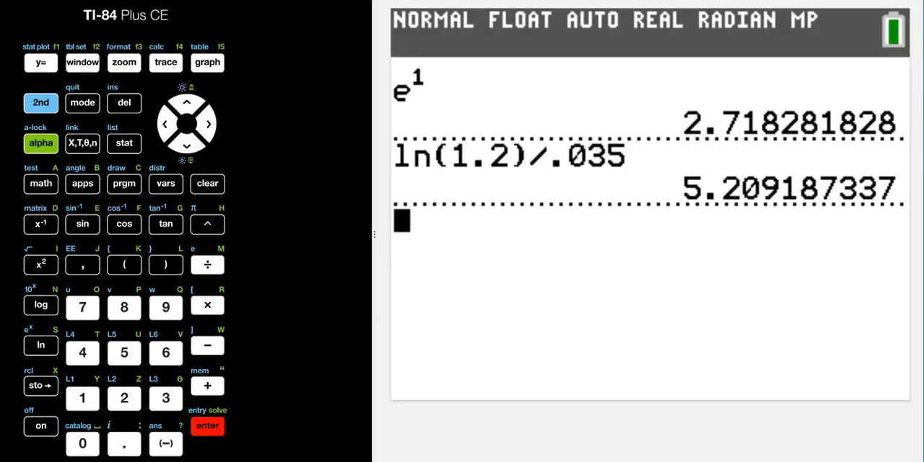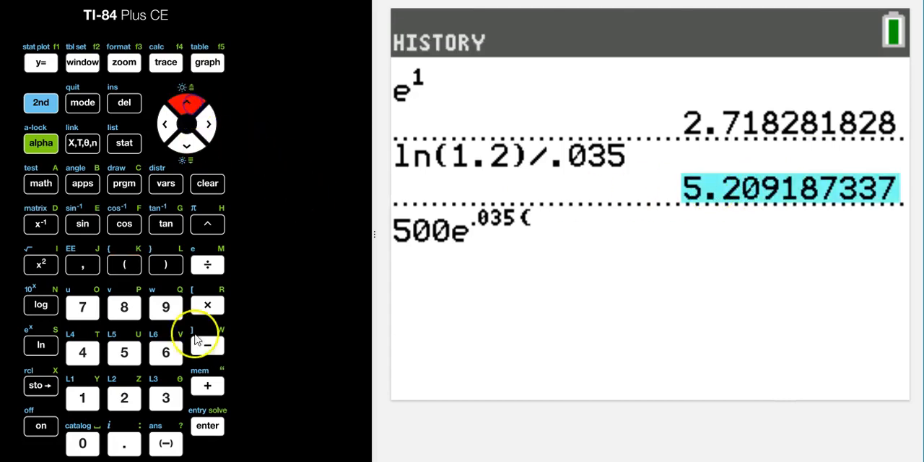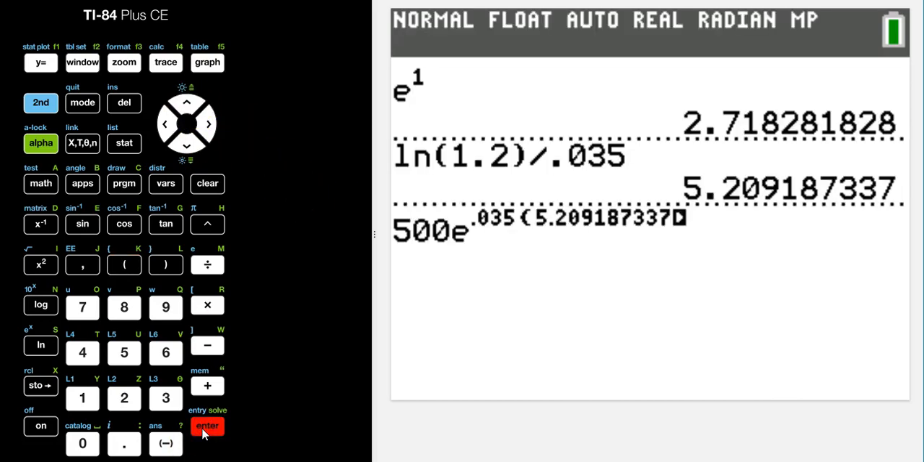Let's go to our calculator and check. Okay, so I'm going to put in my initial 500 times e, so second, and then the ln key, to that exponent, which was 0.035 times, well, go ahead, I'm just going to put this full answer in. I'm just going to cursor up on top of that answer, hit enter. I'm not going to bother to retype it all. It's going to be very precise. Well, sure enough, 600, so it checks out.